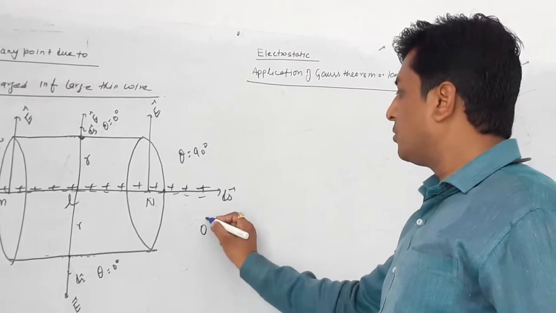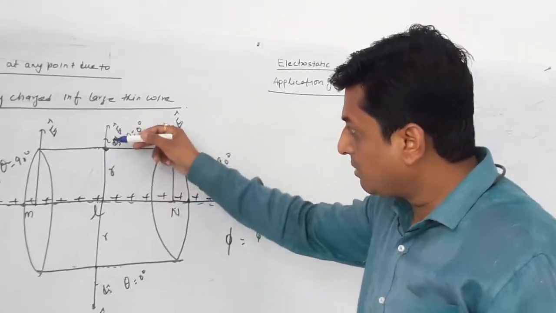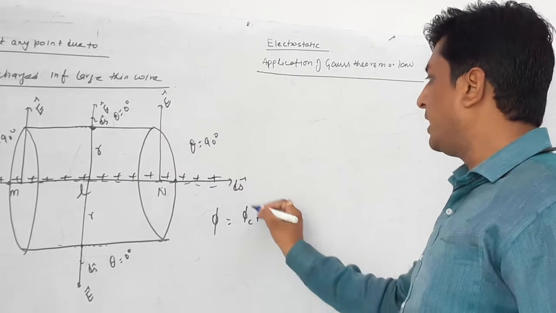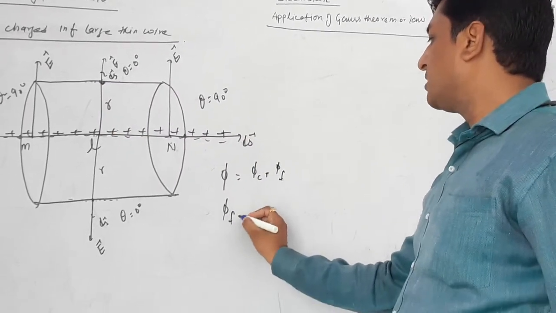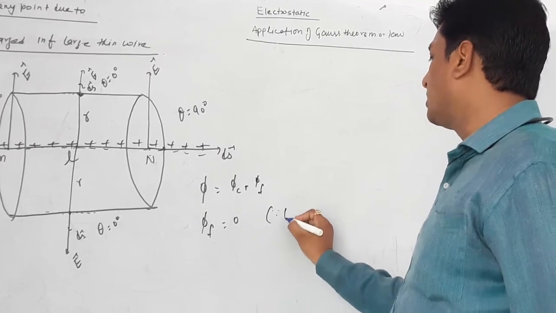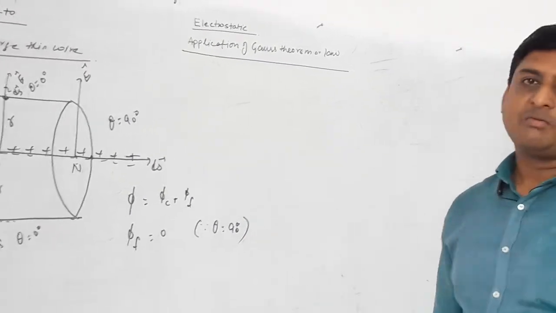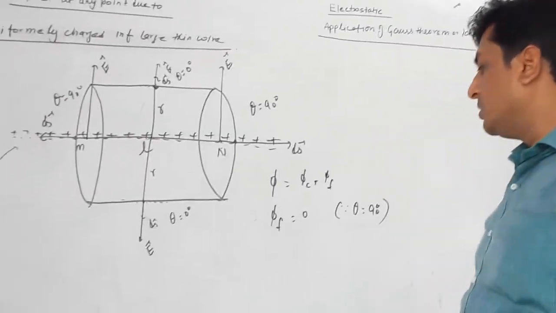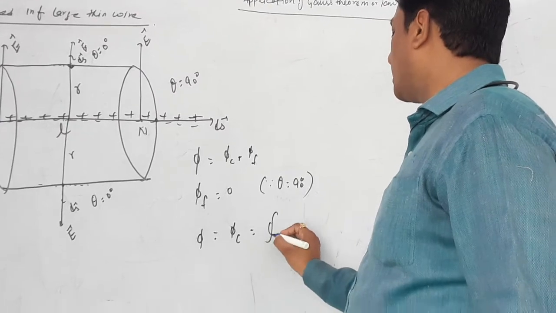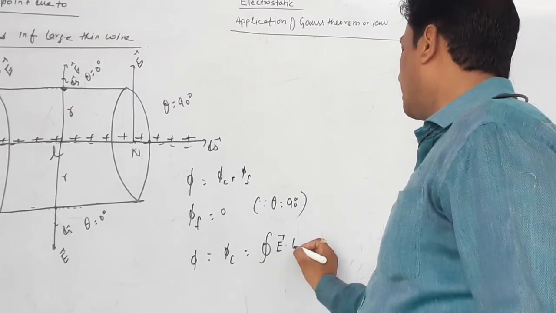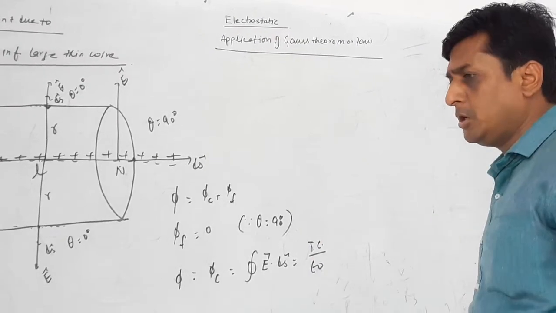That means whatever the total amount of flux will be here, it is because of two surfaces, the curved surface and the flat surface. Flux for the flat surface is 0. Why? Because the angle is 90 degrees. That's why the flux at the flat surface will be 0, which means you get total flux only due to the curved surface. Now apply Gauss theorem: integral of vector E dot vector ds equals total charge upon epsilon naught.